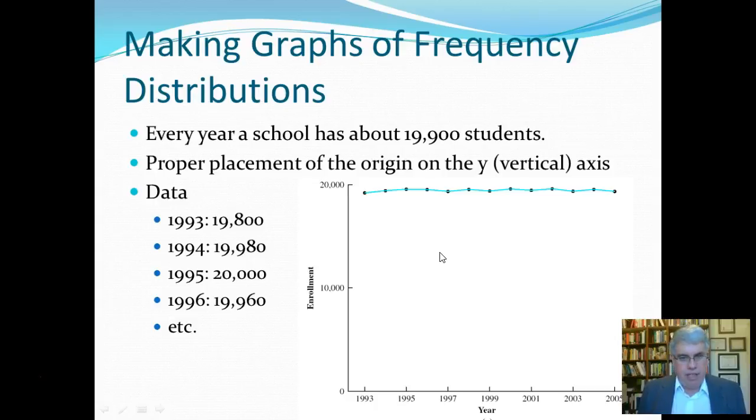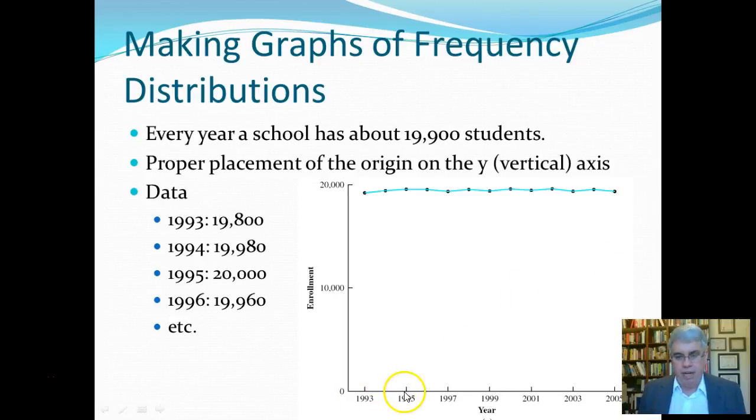So let's look at an example here of how data could be used the wrong way. Let's say that there's this large university with about 19,900 students. So that's about twice as big as Azusa Pacific. And we have data for the last 20 years on the number of students that attend. If you look at it, it goes from like 19,800 to 19,980, 20,000. These are kind of ugly numbers, but we put them on a graph and we see that they're very flat, very little variation from year to year.